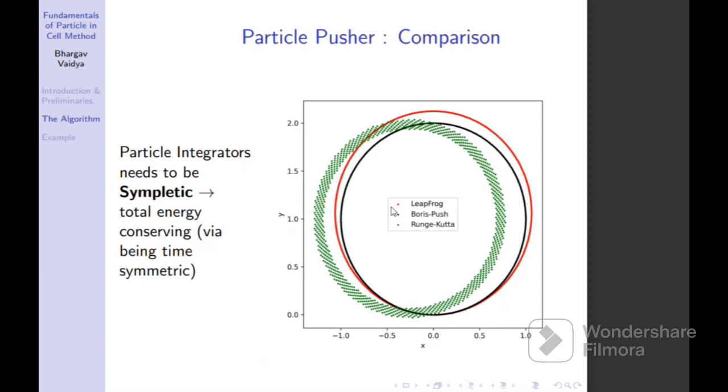So essentially, the symplectic integrators are the class of integrators which are used in particle-in-cell simulations to ensure conservation for these kinds of things. So that's the idea behind particle pushers.